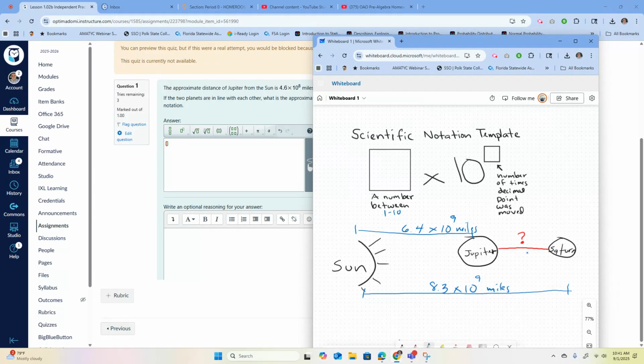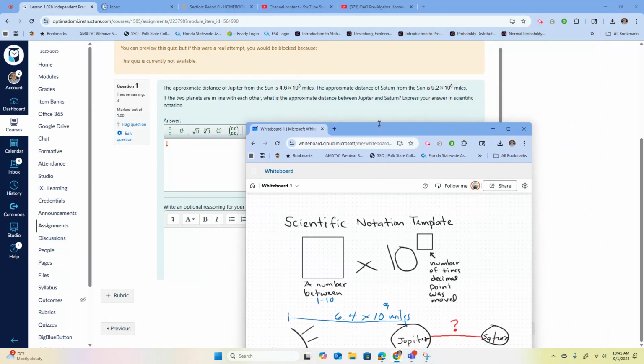Saturn is a little bit farther from the sun, 8.3 times 10 to the 9th power. Okay, the question they ask you, number 1, is what is the approximate distance between Jupiter and Saturn?